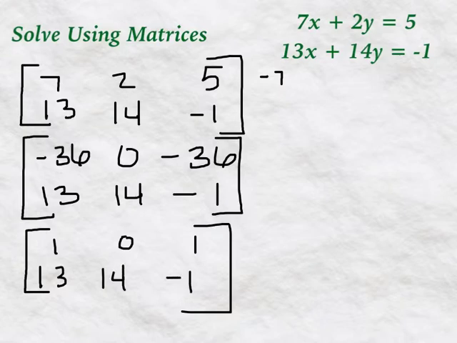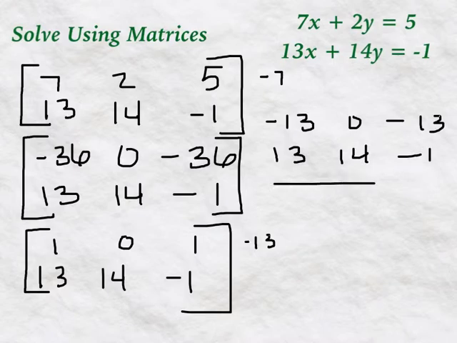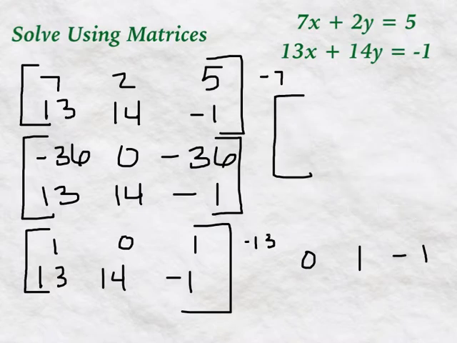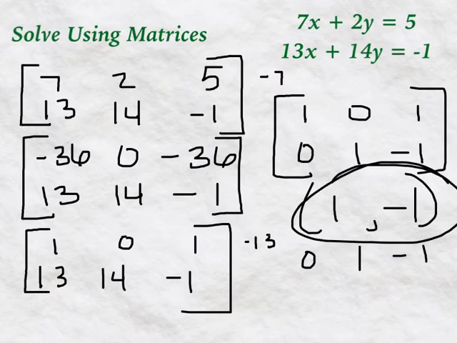Remember, we needed the diagonals to be 1s, so let's get our 13 to cancel out by multiplying my top row by a -13. When I do that, I'll get -13, 0, -13, and I'll add that to 13, 14, and -1. When I do that, I will get 0, 14, and -14. I see right now I can divide that by 14 and get 0, 1, and -1. Plugging that into my new matrix, I get 1, 0, 1, 0, 1, -1. This means that my x equals 1 and my y equals -1. And that is how you solve a system using a matrix.